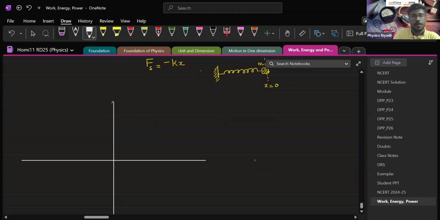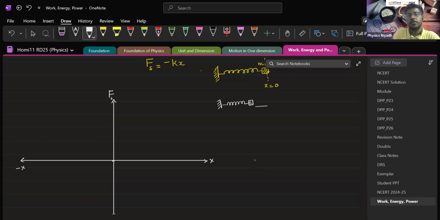So you can see this is, let's say, the spring force, and this is displacement x. This is minus x towards the left and right. Now you can see that when x is negative, meaning the spring is getting compressed. When x is negative, the spring is getting compressed, and x is to the left of the mean position.